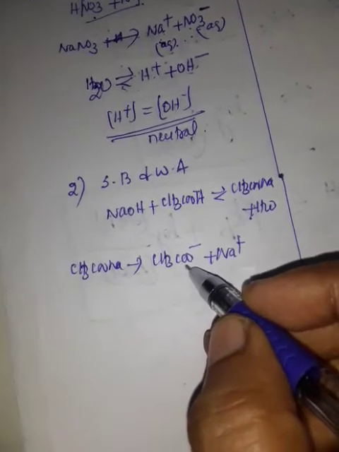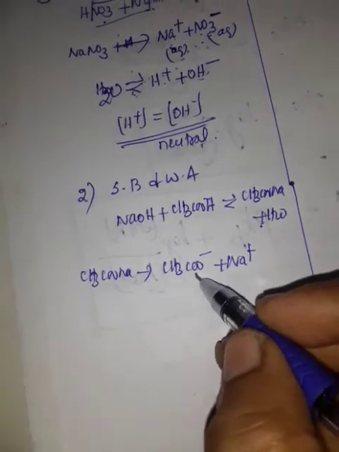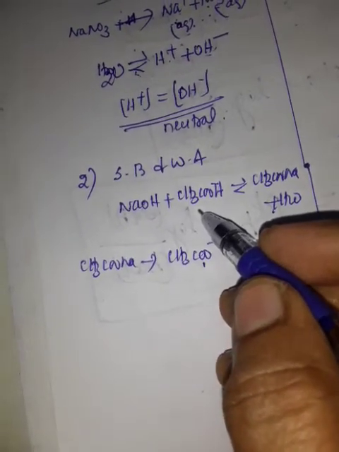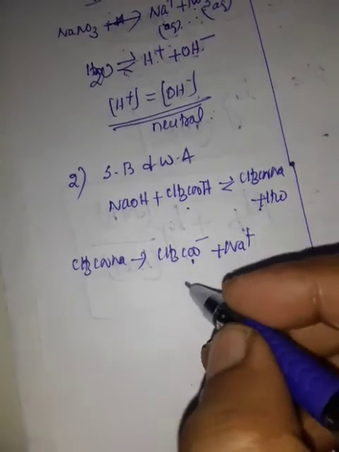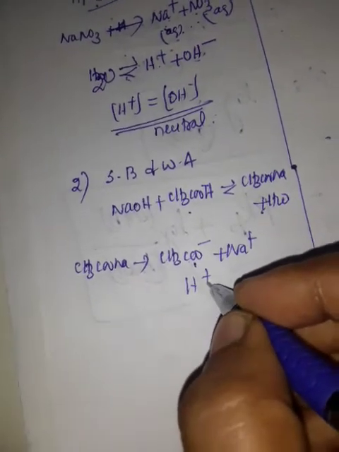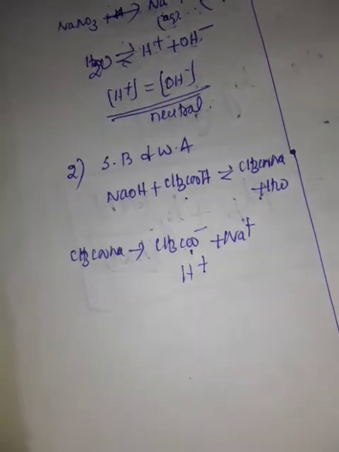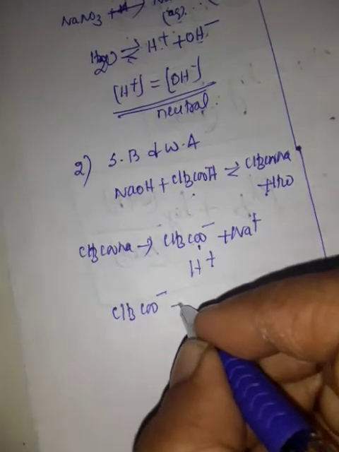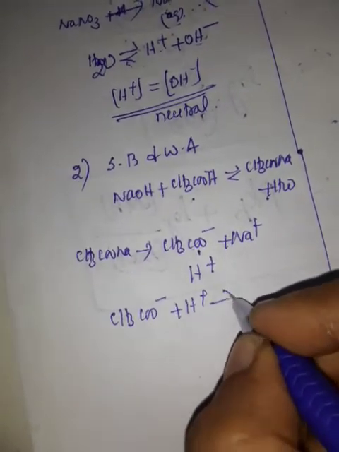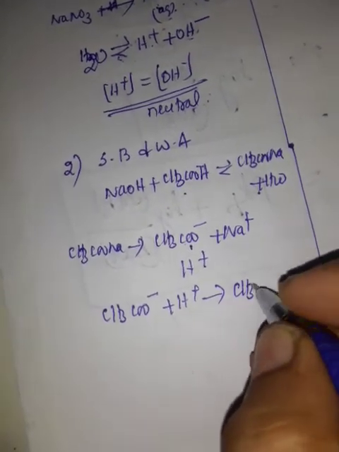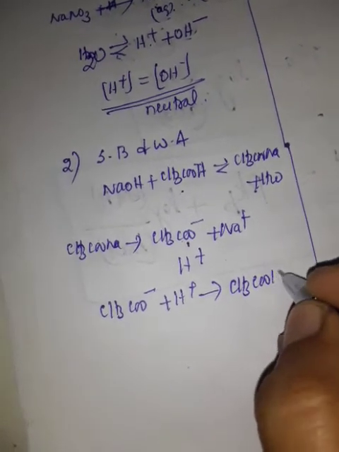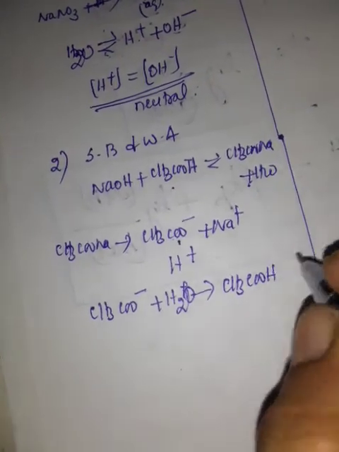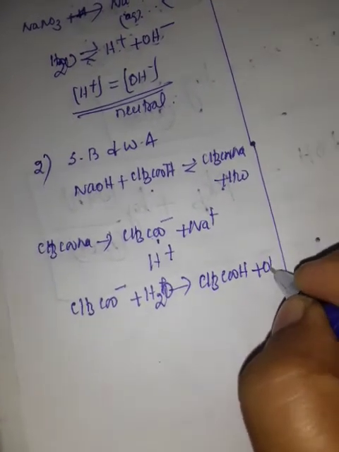Here CH3COO- is the conjugate base of the weak acid, and it has a tendency to react with H+ to produce CH3COOH. So CH3COO- reacts with H+ from the water molecule, giving CH3COOH plus OH-.